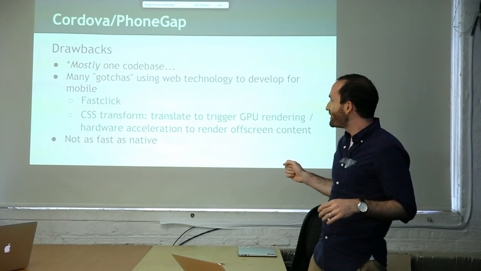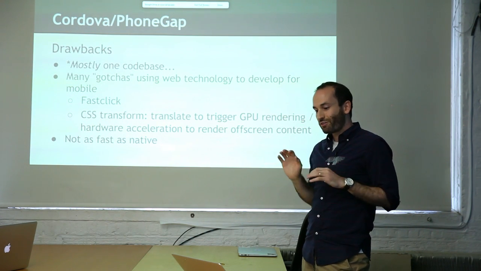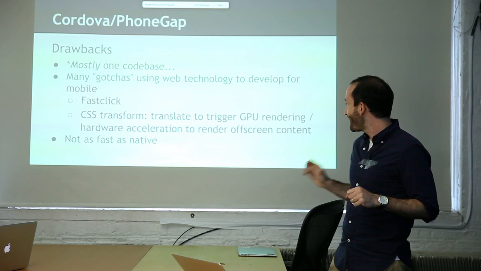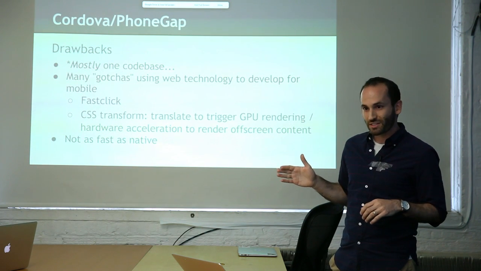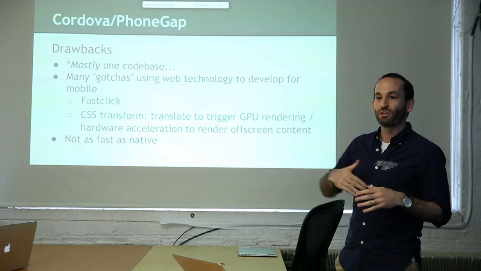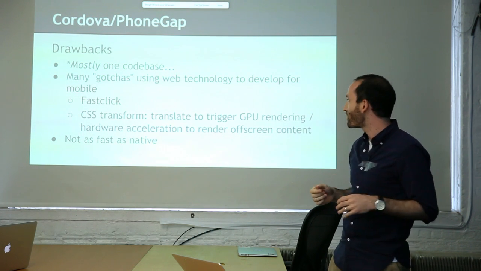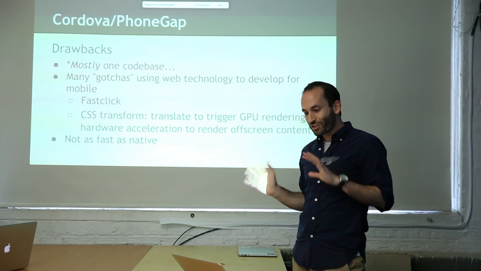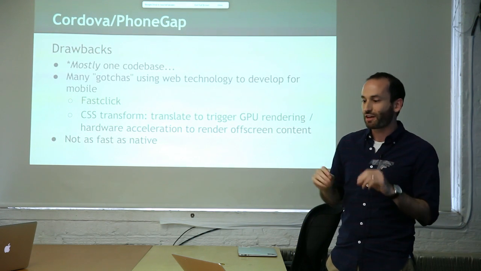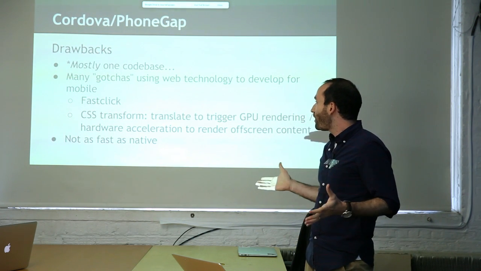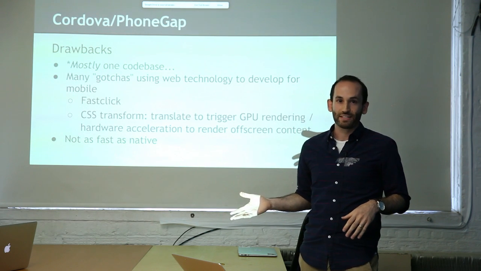You also can use CSS transforms to force GPU rendering and trigger the hardware acceleration. If you don't do that, some content, when you scroll, is not going to show up until it actually gets on screen, so it's going to flash on screen. So there are some things that PhoneGap doesn't solve for you that you're going to have to find some solutions for and gather them. Also, in the web view, it's just not going to be as fast as a native device.